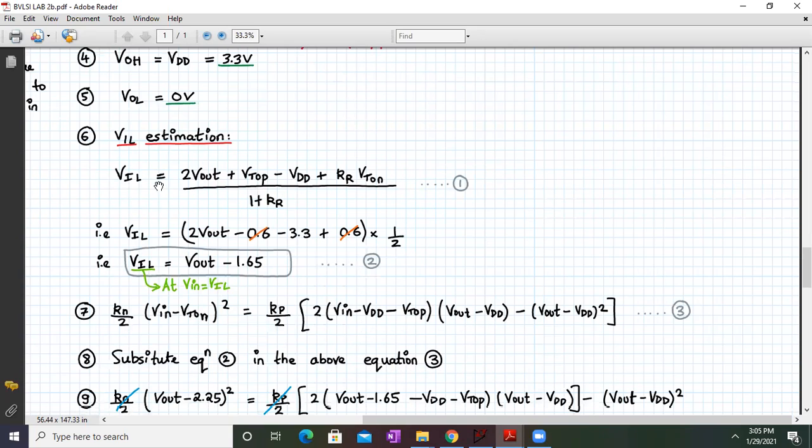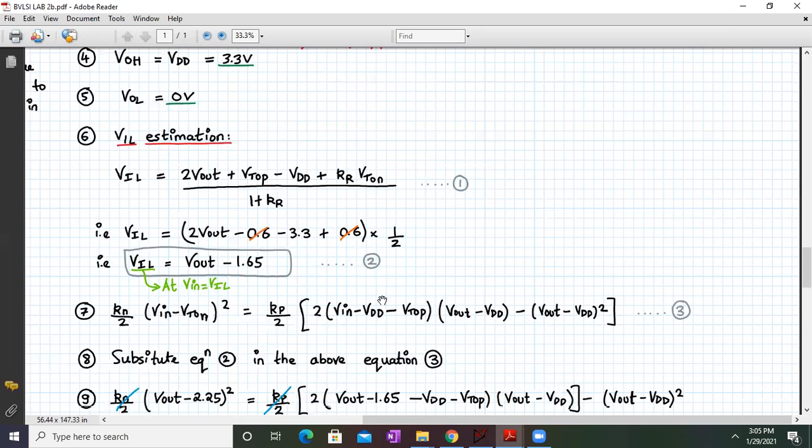So VIL you calculate using this formula: twice V out plus VTOP, which is the threshold voltage for PMOS, minus VDD plus Kr times VTON, divided by 1 plus Kr. I'm not going into details. You substitute the values, you get VIL in terms of V out. So VIL is V out minus 1.65.